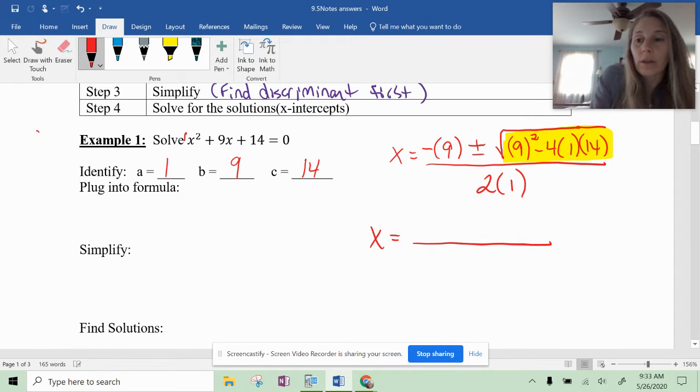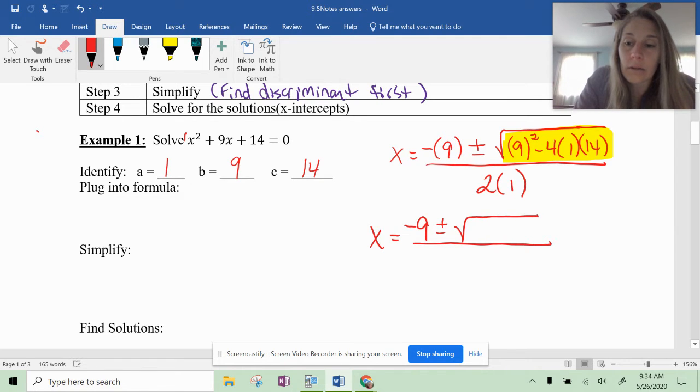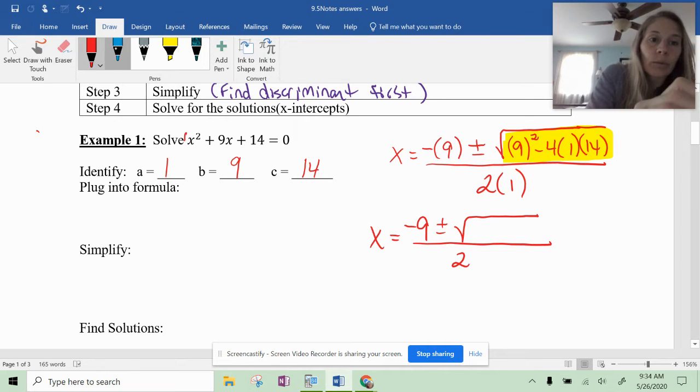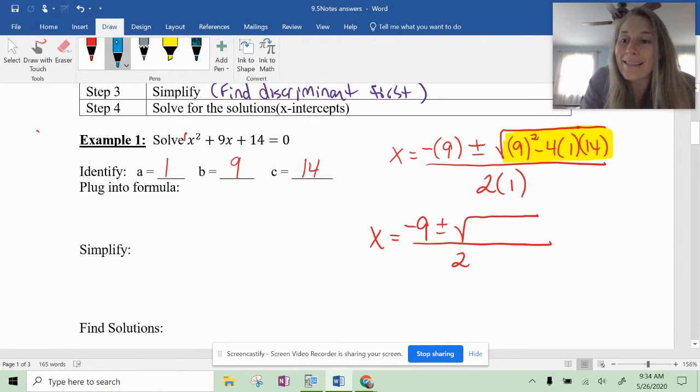So don't do anything else. Don't try to do this whole thing on your calculator. You're just going to do what's inside the radical. Don't actually calculate the radical part yet. So this is really just -9, right? This is plus or minus, this is your radical, and 2 times 1 is 2. So all I'm going to do is this part inside the radical. Don't square root it yet, because if it's a negative, you won't be able to do it anyway, and you need to know what kind of number's in there.